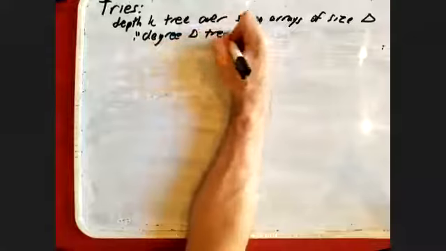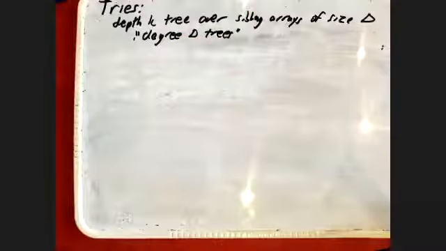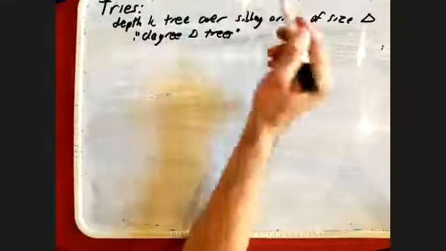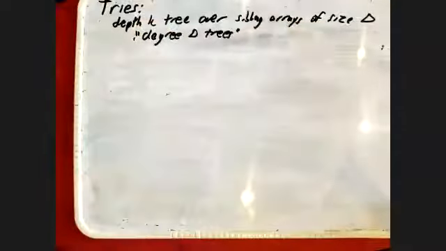But since I know that they're going to be degree delta everywhere, instead of keeping pointers for the individual children, I'll just have an array of children. Okay, and they will point to arrays of their own children. Okay. So if I have a trie like this, right?